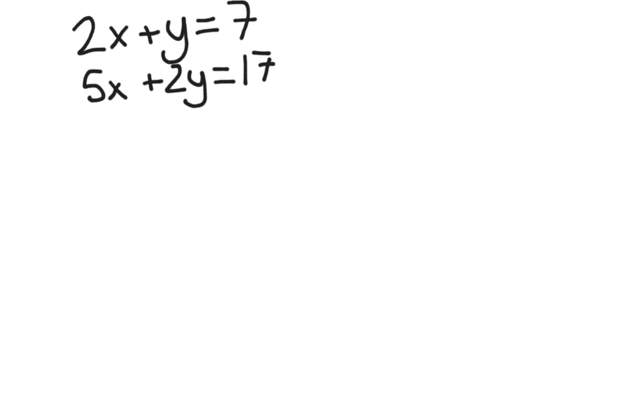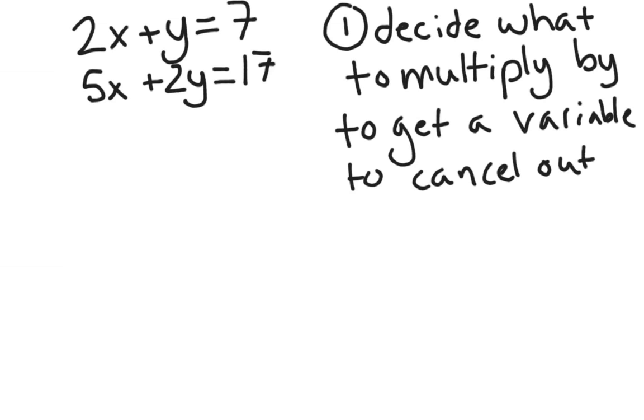So that means that my first step is going to be to decide what I need to multiply by in order to get one of my variables to cancel out. So now that this step has come up on your screen, this would be an excellent opportunity to pause the video and add this step to your notes.